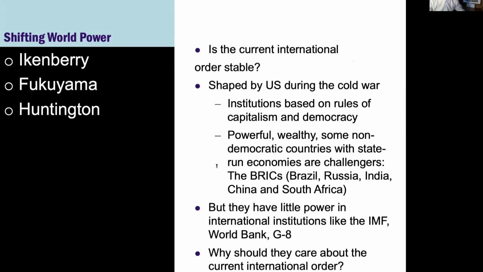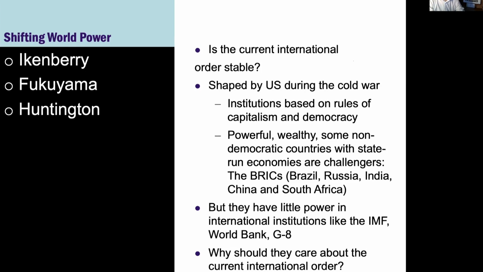I want to highlight in this slide the ideas of how we can understand international organizations within this kind of framework of different theoretical ideas.